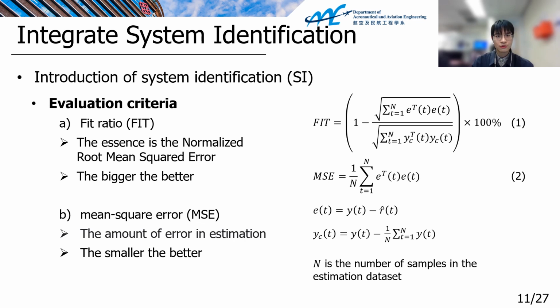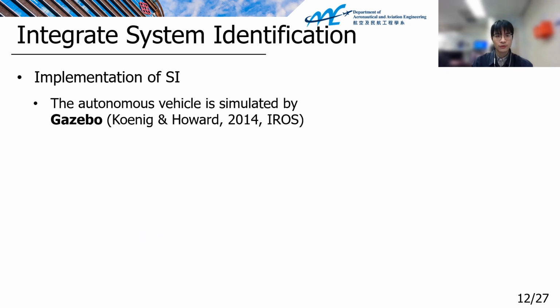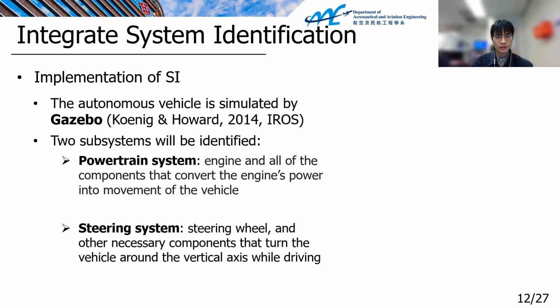Now it's time to show how we do the system identification. In this work, the autonomous vehicles are taken as an example of autonomous mobile robots. The autonomous vehicle is simulated by Gazebo, which is a well-known simulator in the robot field.